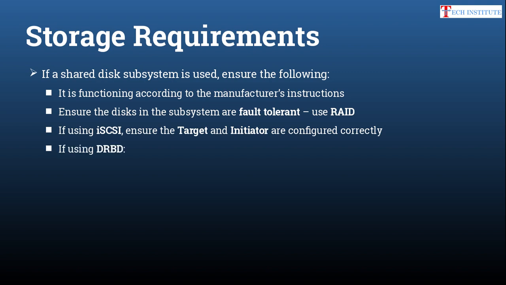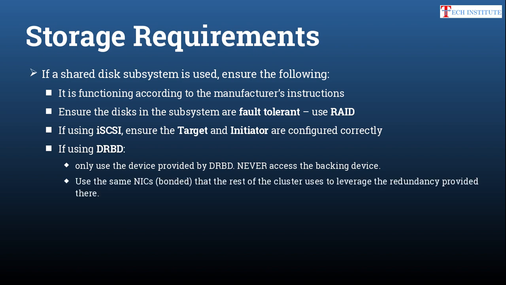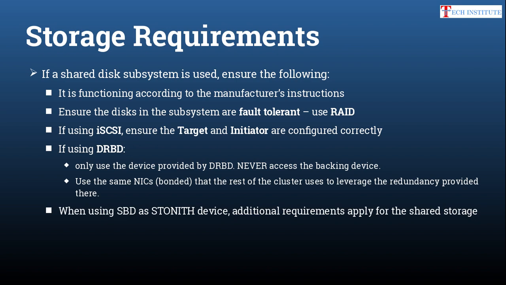And if you are using DRBD for storage level replication, then only use the device provided by DRBD, which usually comes with a name like /dev/drbd0, drbd1, and don't use the underlying backing device like /dev/sda, sdb. Don't use that underlying device. Also try to use the bond configured on the node to have the DRBD sync over that bonded NIC, so that you have high availability there also. And when you are using SBD as a STONITH device, you may have to keep in mind some additional requirements which you need to apply to have it functioning properly.